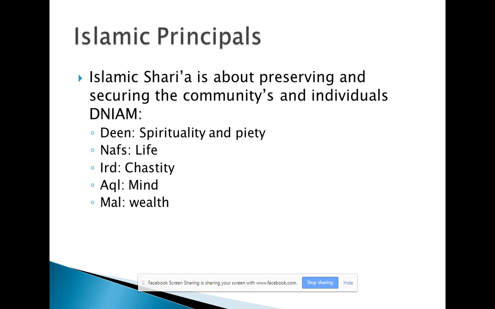So when they talk about Sharia being a threat and terror and all that, just understanding these Islamic principles is a very important thing, because Islamic Sharia stands on these five principles. The preservance of people's spirituality, the preservance of people's lives, the preservance of people's chastity, the preservance of people's minds, the preservance of people's wealth. The resources of Islam, we talked about that.